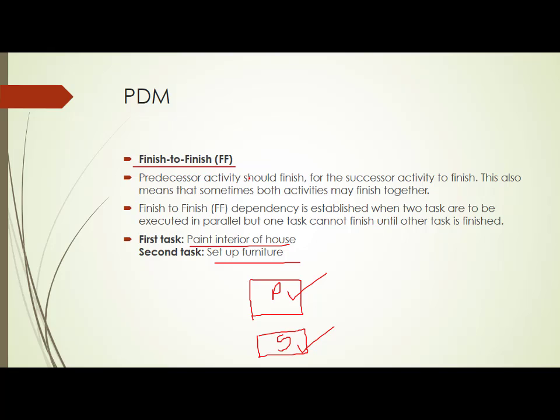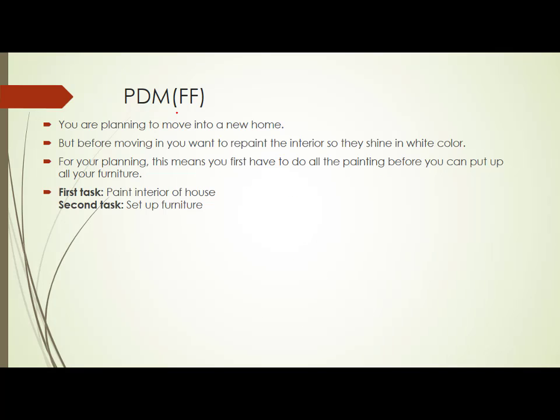So that means bringing the furniture and painting is happening in parallel, but before you get the last room's furniture, the painting should have been completed in the last room. That is called a finish to finish relationship. So the second one is called finish to finish. We have already done this.